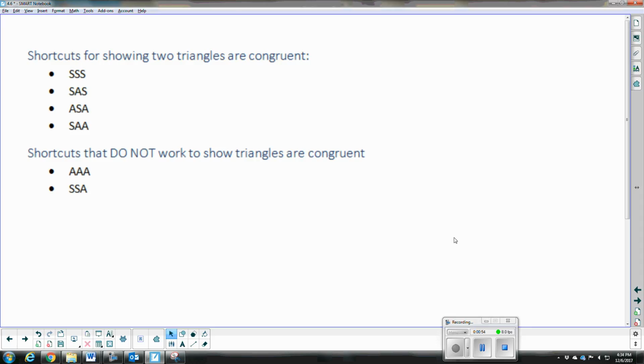And then angle, angle, angle, and side, side, angle, those do not work. Those are not valid shortcuts. They do not prove that triangles are congruent. They don't prove that triangles are not congruent, they just don't prove that they are. They could be, but they don't have to be.